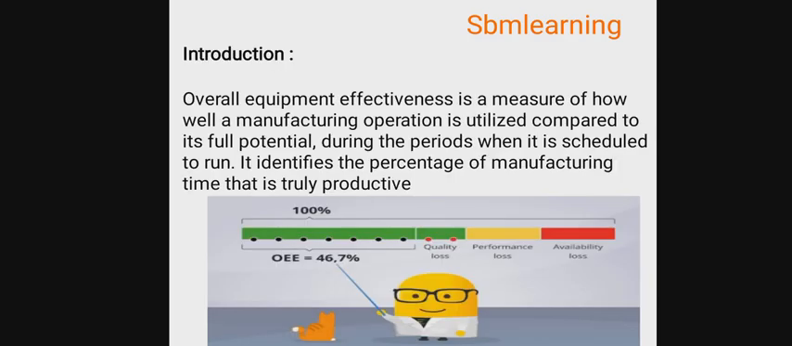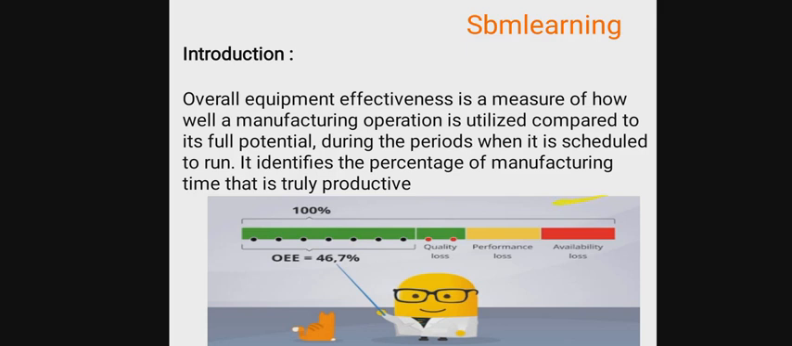So OE is a kind of measuring tool with which we can say how effective our machines are at producing a good product. Okay. So here you can go through the sentence written over here. In simple words, the OE is a measuring tool which gives us confidence, or capability, or makes us aware of how effective our equipment is at producing a good product.